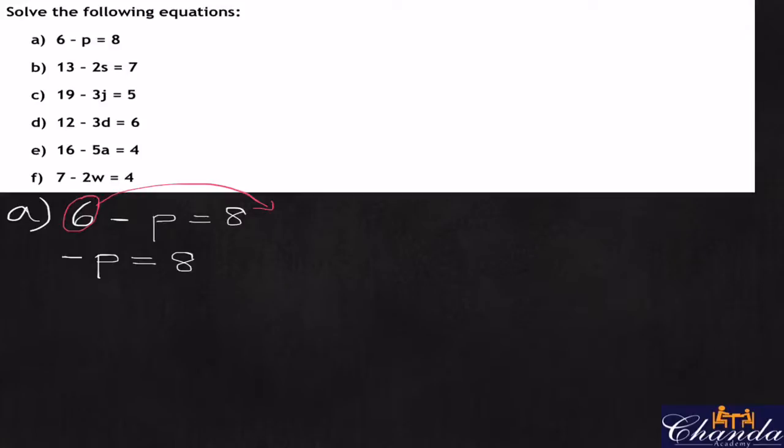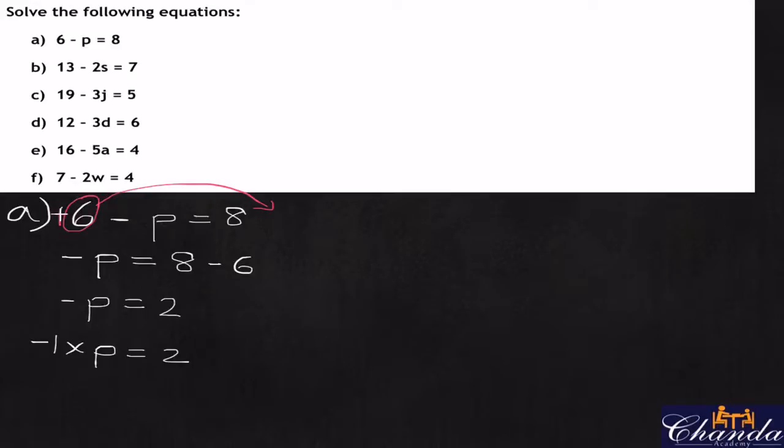Now remember, guys, this is a positive 6. So this is a positive 6 on this side. I should use a different color so it stands out. So that's a positive 6 on this side. So on the other side, it would become a minus 6. Okay? So it becomes negative p is equal to 8 minus 6, which is 2. And then we take, okay, so now negative p is basically like saying negative 1 times p, okay, equals 2.